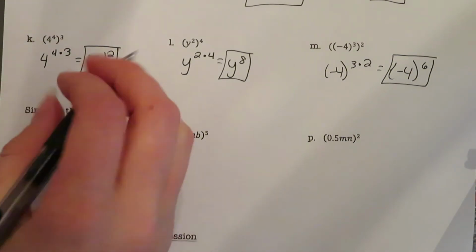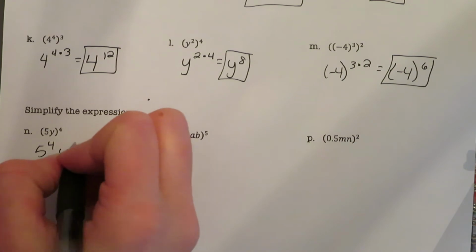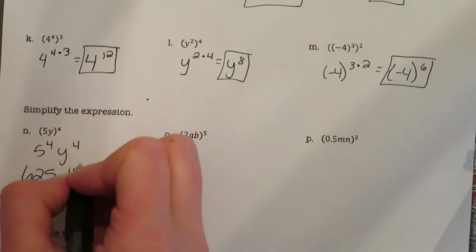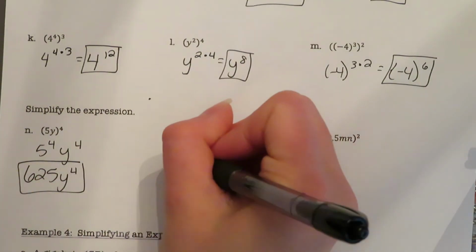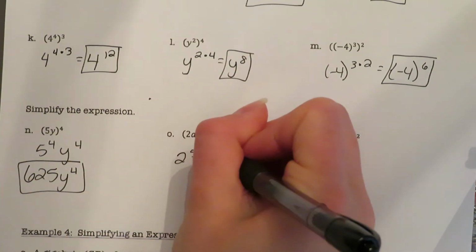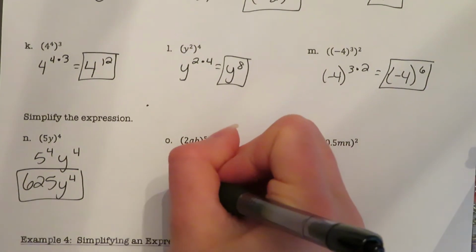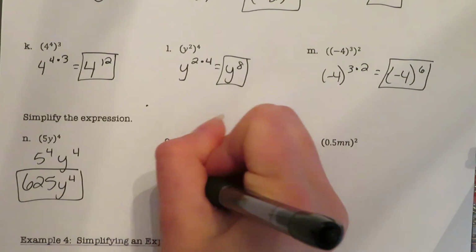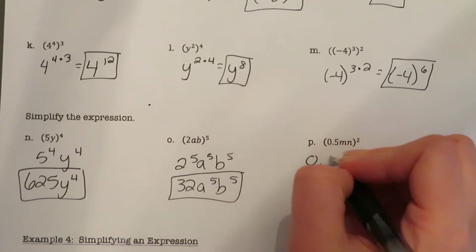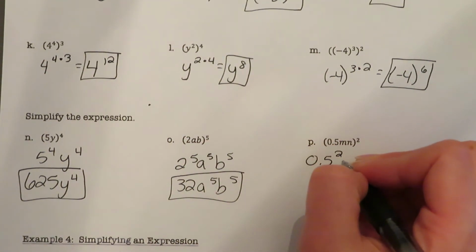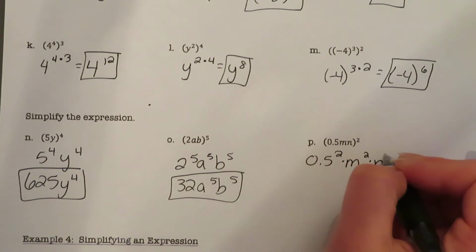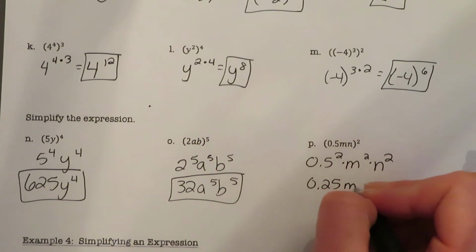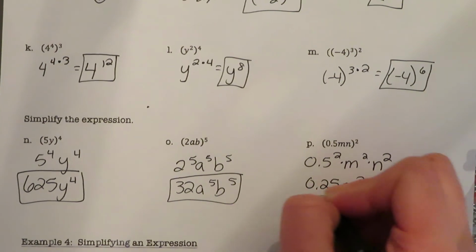All right, letter N, 5 to the fourth, y to the fourth. 5 to the fourth power is 625, y to the fourth. Letter O, 2 to the fifth, a to the fifth, b to the fifth becomes 32, a to the fifth, b to the fifth. Letter P, 5 times 10 squared times m squared times n squared. So that's 2500 m squared n squared.